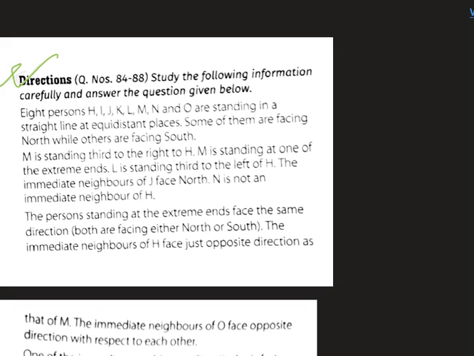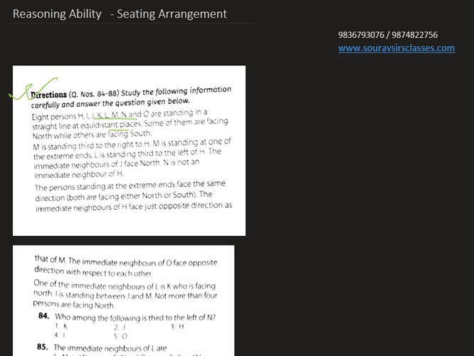Eight persons H, I, J, K, L, M, N and O are standing in a straight line at equidistant places. Some of them are facing north while others are facing south. So we have 8 persons and they are standing in a row. Some of them are facing north and some of them are facing south. Positions 1, 2, 3, 4, 5, 6, 7 and 8.